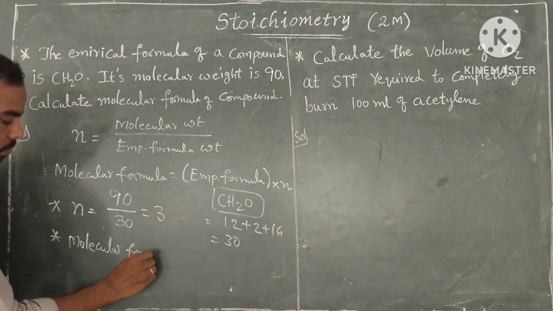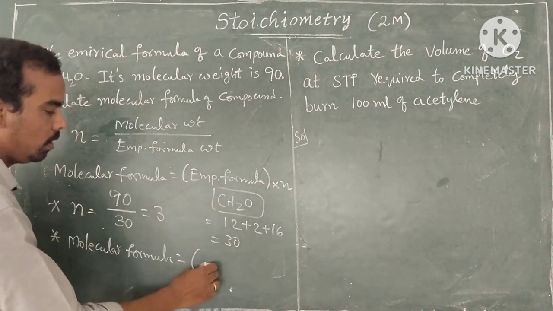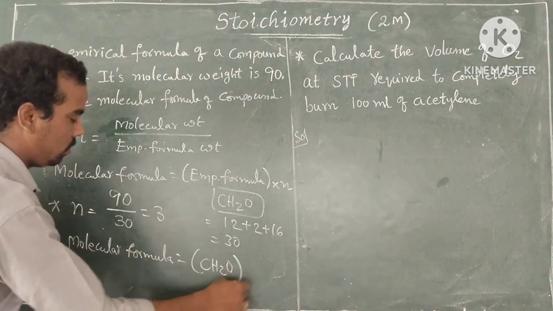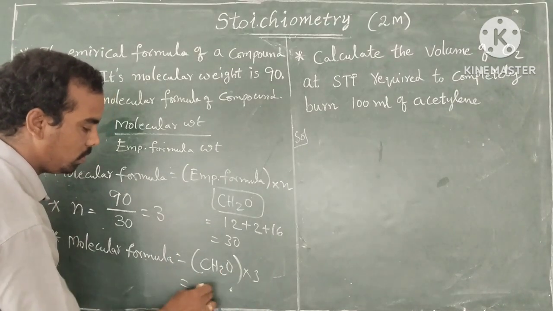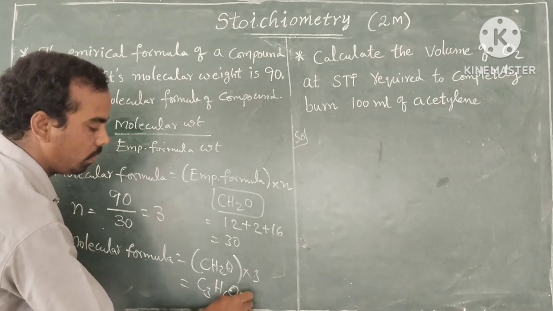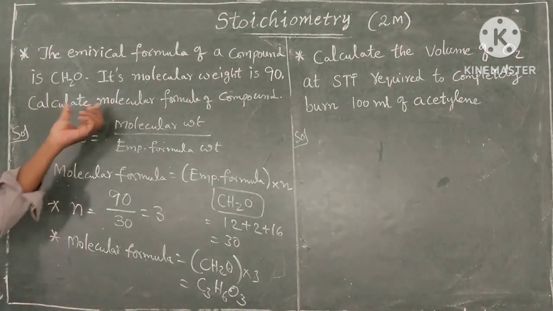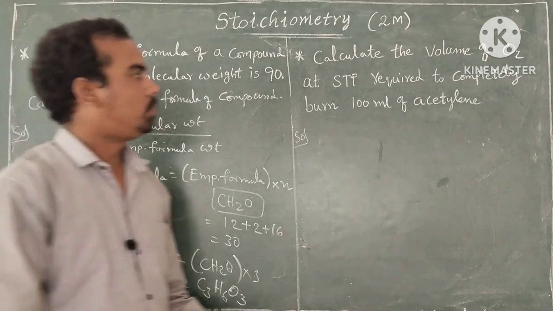Next, molecular formula is equal to empirical formula into N. The empirical formula is CH2O and the N value is 3, so into 3. Multiplying with 3: C3, H2 into 3 is H6, O3. So the answer is the molecular formula of the compound is C3H6O3. So very easy. Next one.